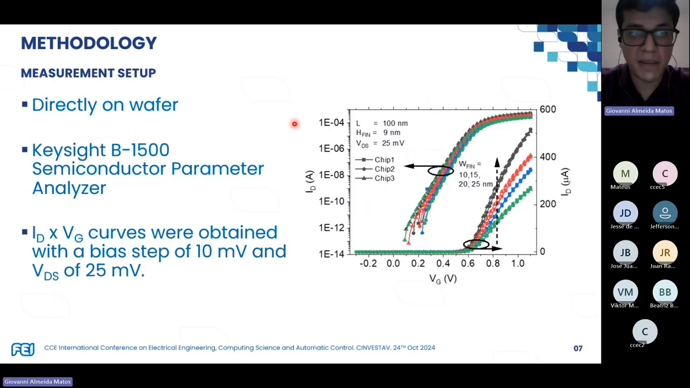The measurement was made directly on the wafer using a Keysight B1500 semiconductor parameter analyzer. The drain current versus gate voltage curves were obtained with a low drain bias of 10 millivolts and a high drain bias of 15 millivolts. The figure shows the drain current versus the gate voltage in logarithmic and linear scales. As you can see, there is minimal variability between the chips.